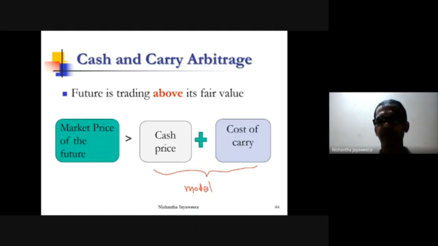In that model, how do we derive the fair price of the futures contract? Cash price plus net cost of carry. Cash price plus cost minus benefits. So if the market price is higher than the price which can be derived using the cost of carry model, or we can call it the fair value of the futures, then there is an arbitrage. Market price is higher than the implicit price. What do you do?